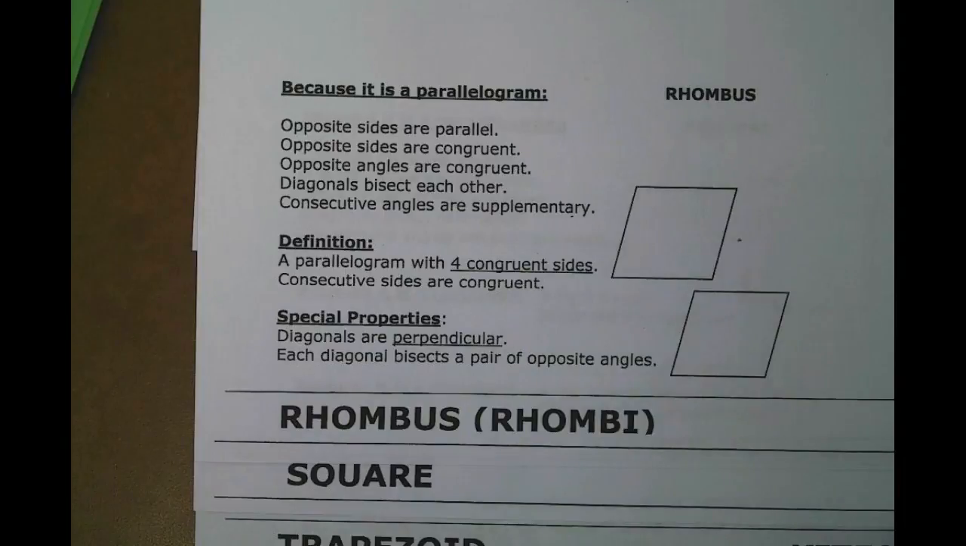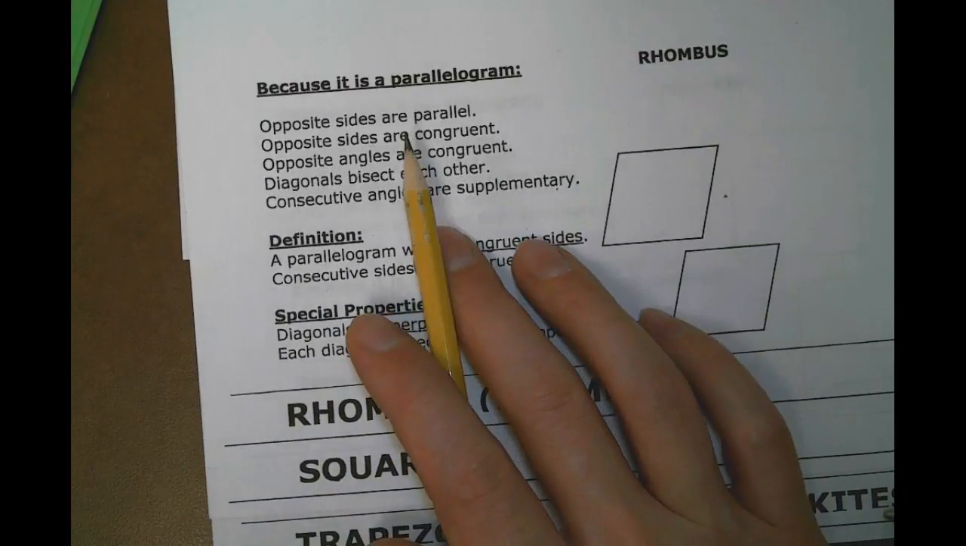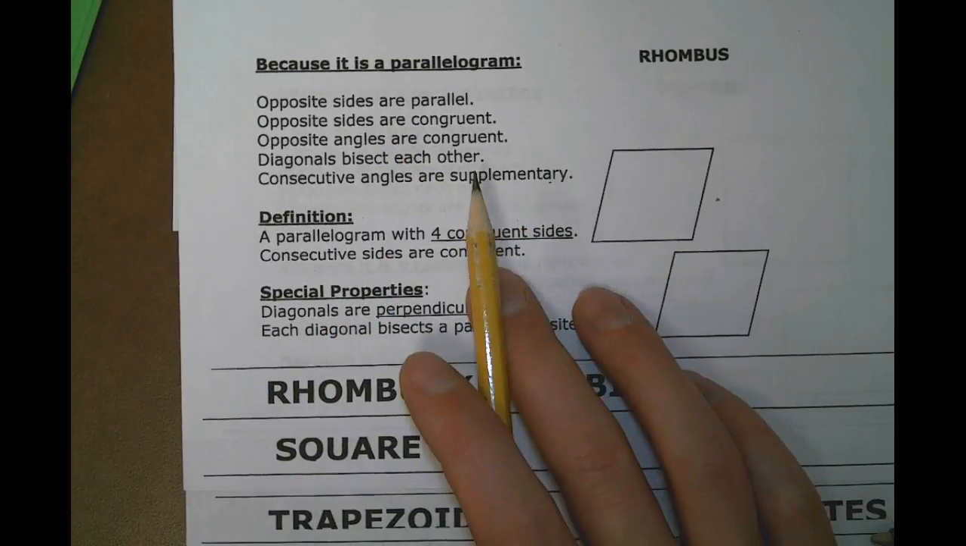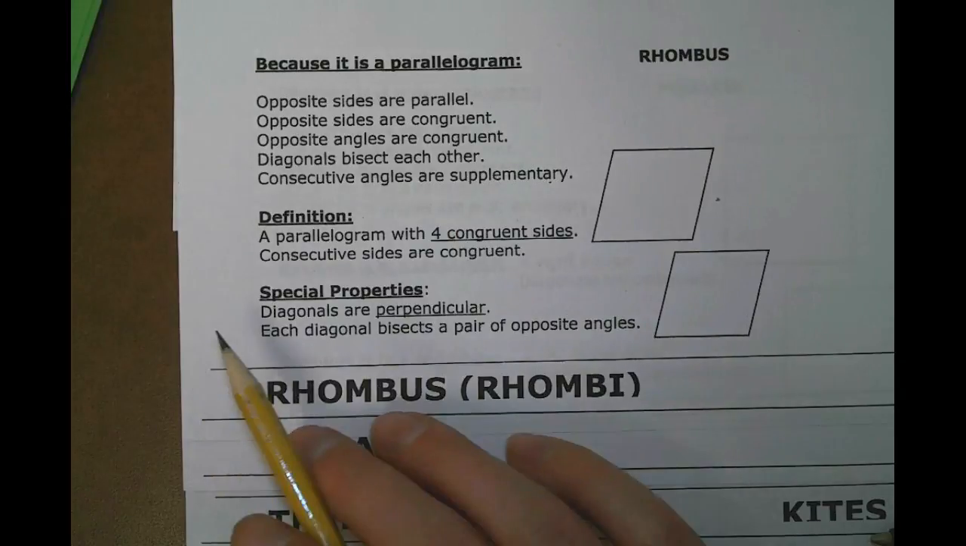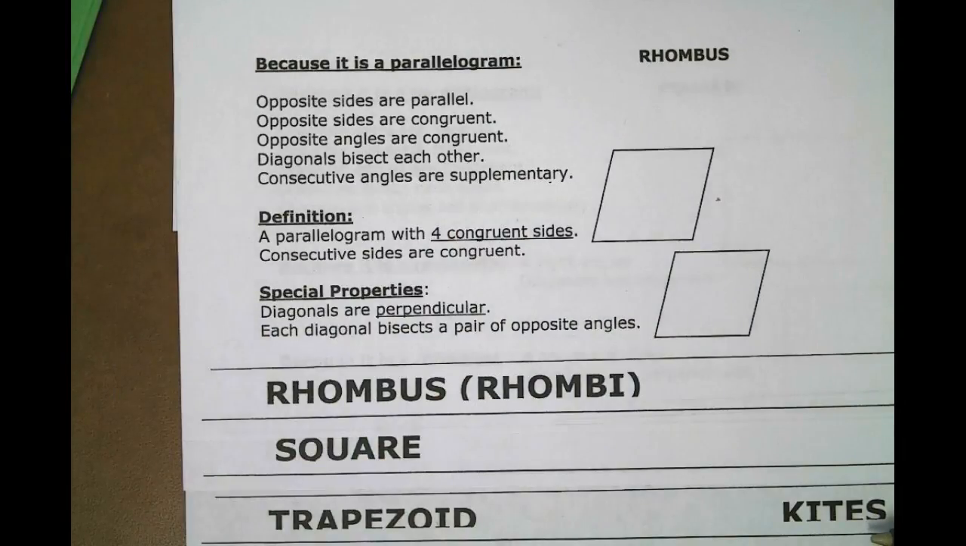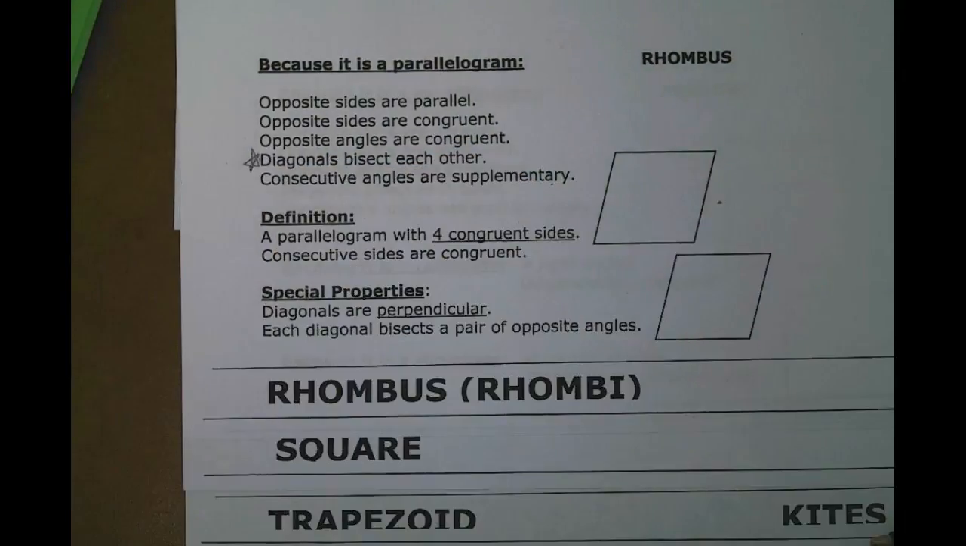So, it being a parallelogram, the opposite sides are parallel. The opposite sides are congruent. The diagonals bisect each other. That means the diagonals split each other in half. It's a very important property. And consecutive angles are supplementary.